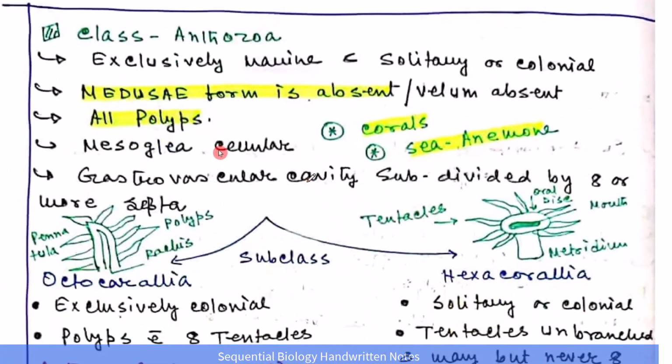And the last class is class Anthozoa. Remember, the members of class Anthozoa are exclusively marine and solitary or colonial.